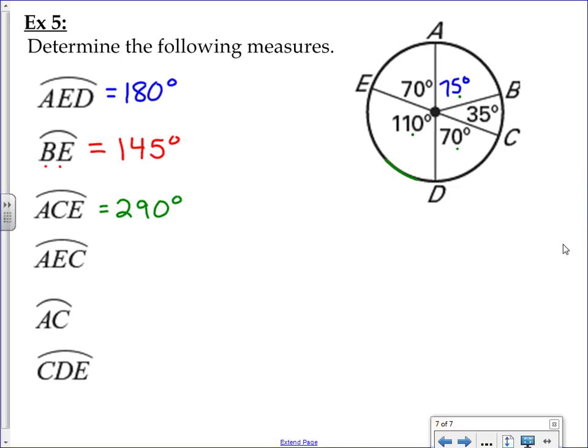All right, almost done. Now let's take a look at AEC. So going back this way now, AEC. So again, you can add 70 with 110 with 70, or you can subtract 75 plus 35 from 360. I'm just going to add 70 plus 110 plus another 70. That gives you 250.